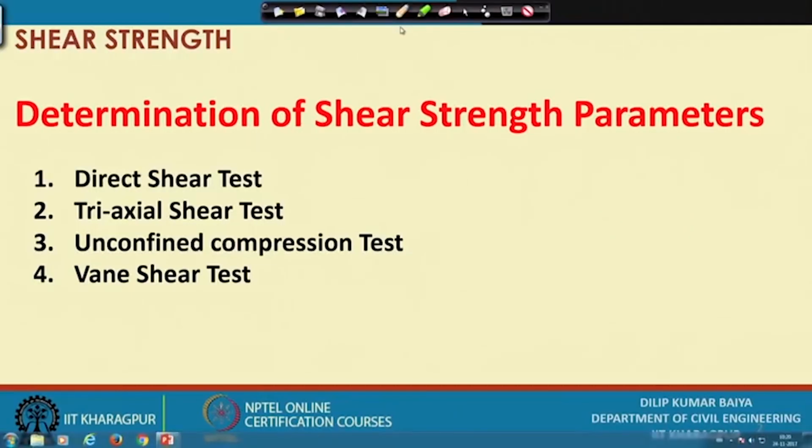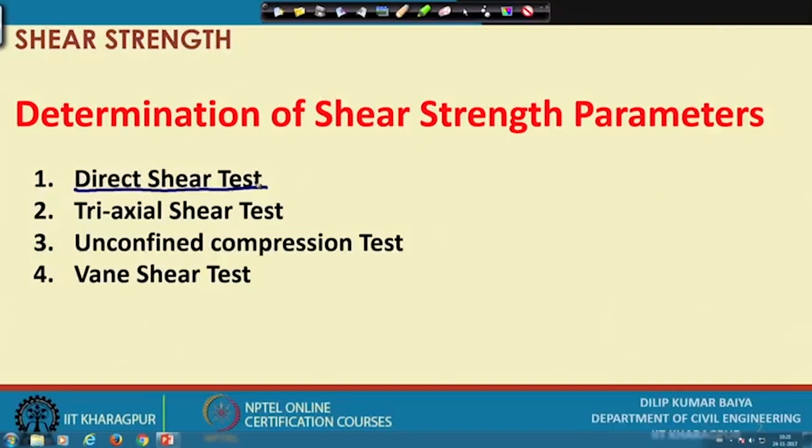Now, I will try to show what are the different tests available for determining the shear strength of the soil. These are the different tests. Actually, in soil mechanics, one popularly used is the direct shear test, and the name direct shear test is actually very clear.